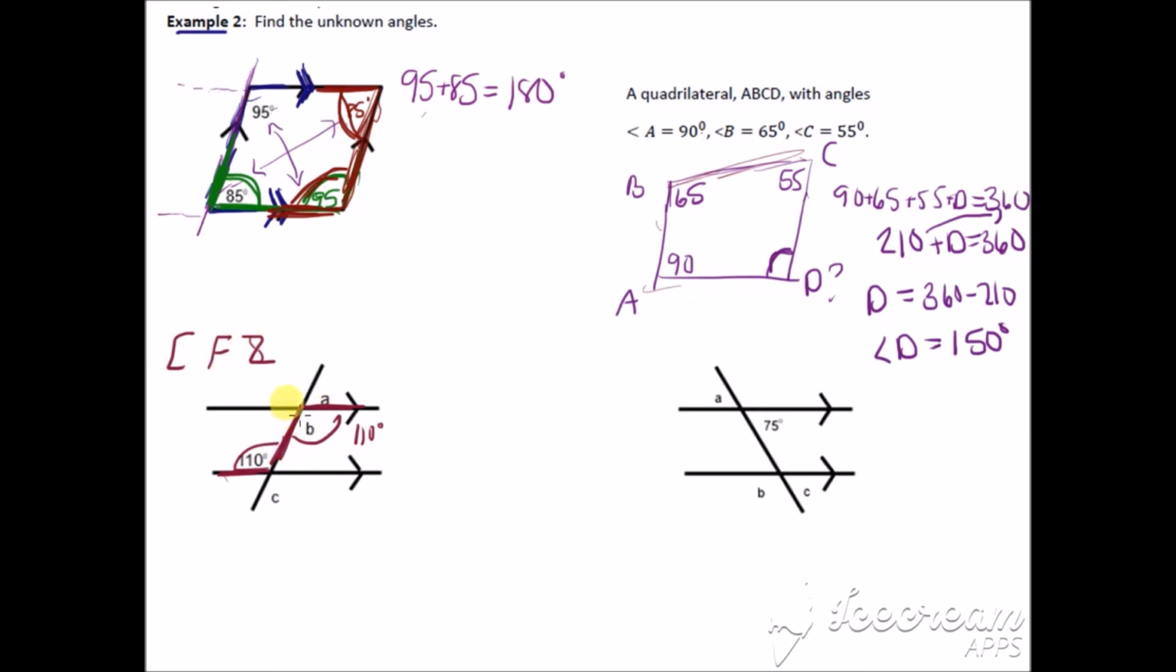Now we're going to see that this is an F pattern from here to here. And we know that B and C are also going to be the same. So this is going to be 110 degrees as well. Okay, and there's no C pattern here.